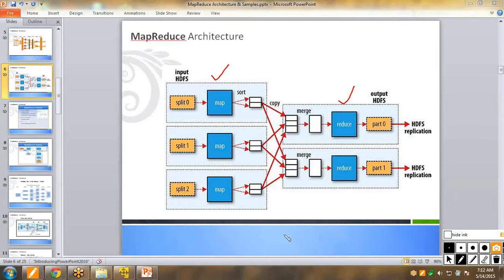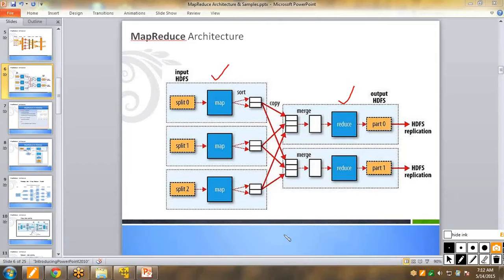In each of the nodes, we will have a task tracker and a data node. That combination we have. Once you submit a job, in the job you will mention which files you are going to handle. So the job tracker, looking back to the name node, can figure out where the files are.